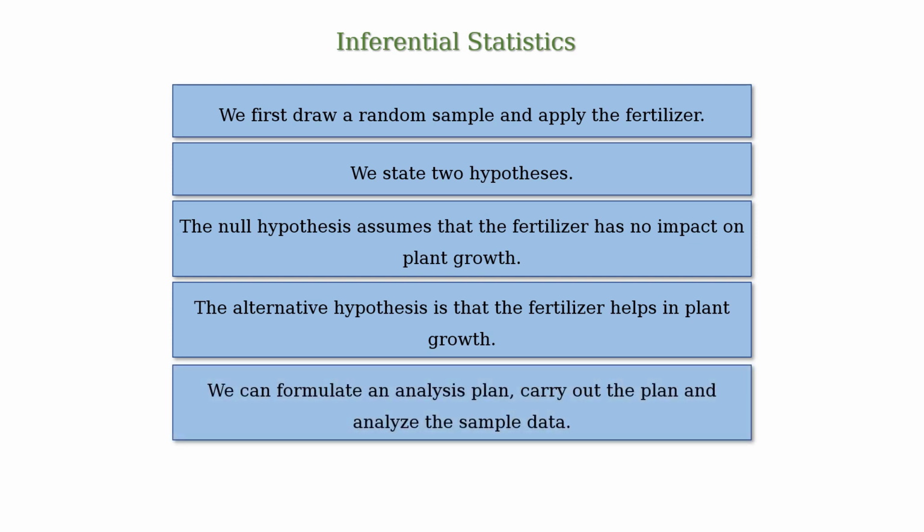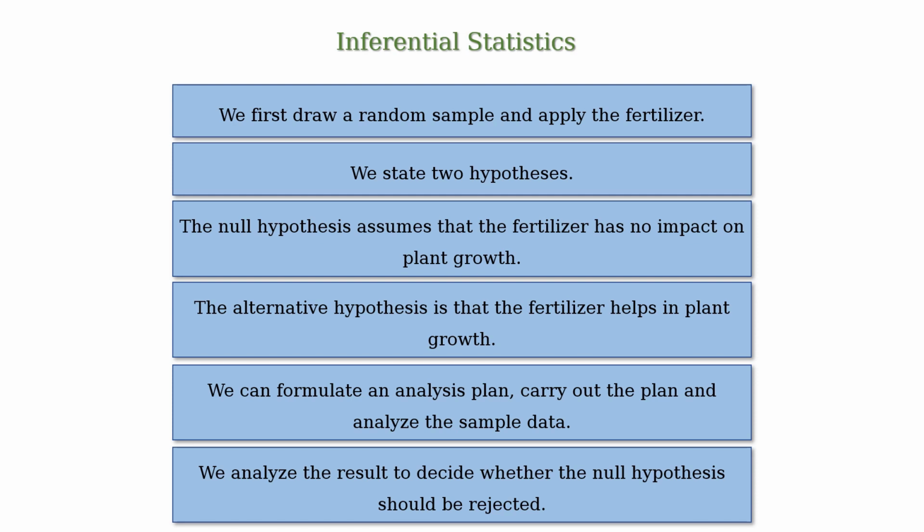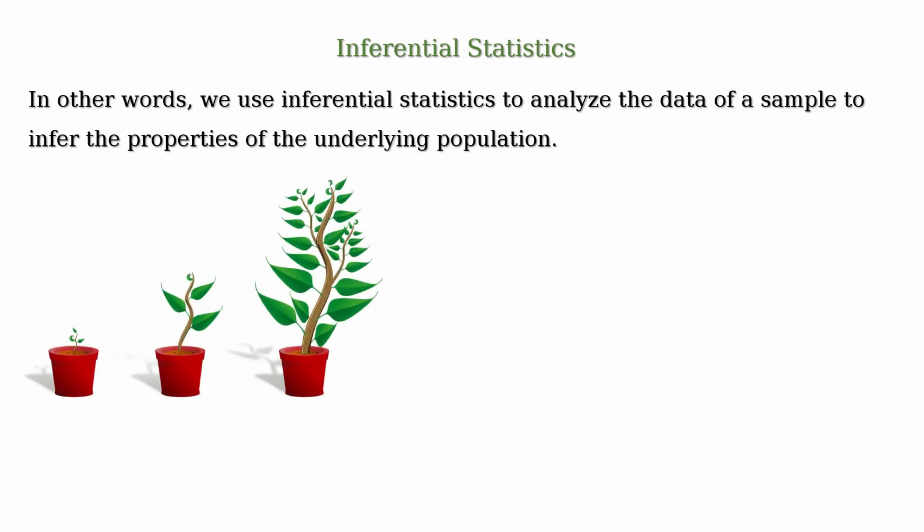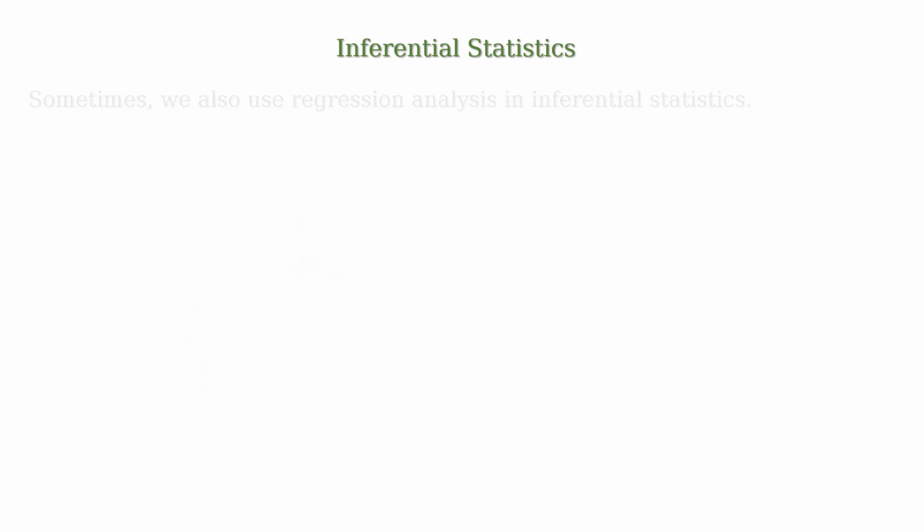After that, we can formulate an analysis plan, carry out the plan, and analyze the sample data. And finally, we analyze the result to decide whether the null hypothesis should be rejected. If the null hypothesis is rejected, that will mean the fertilizer has an impact on plant growth. In other words, we use inferential statistics to analyze the data of a sample to infer the properties of the underlying population. Sometimes, we also use regression analysis in inferential statistics.